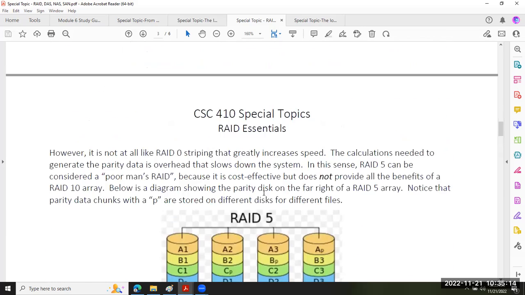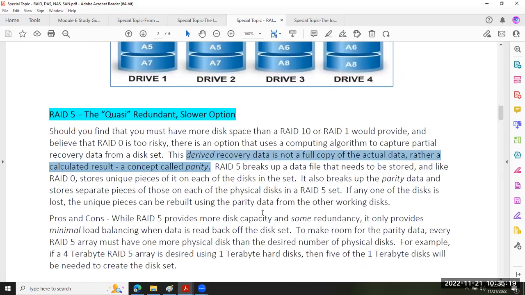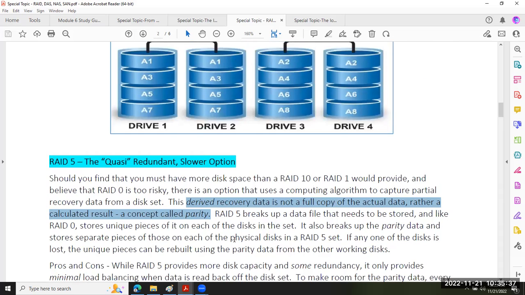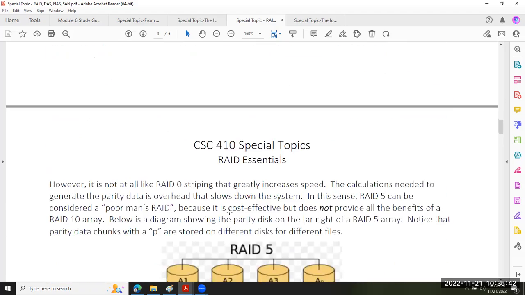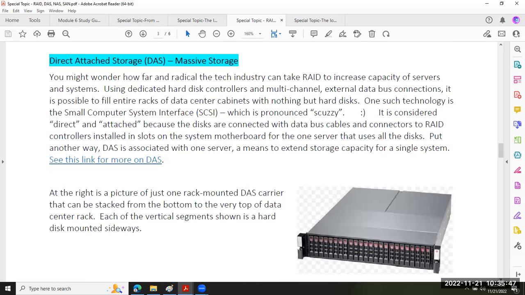But essentially, I want you to know about RAID 0, RAID 1, RAID 1.0, and the poor cousin of RAID 1.0, RAID 5. I want you to know that RAID 5 is the worst of RAID 0 and the worst of RAID 1, and you would only use it if you needed lots of capacity and some kind of redundancy, but you just couldn't afford to do RAID 1.0. Any questions about the 4 types of RAID? Any questions?